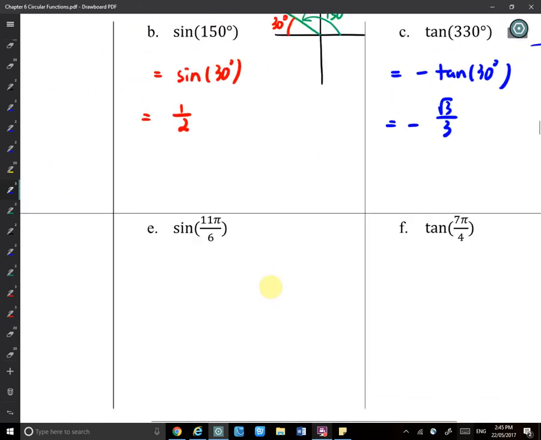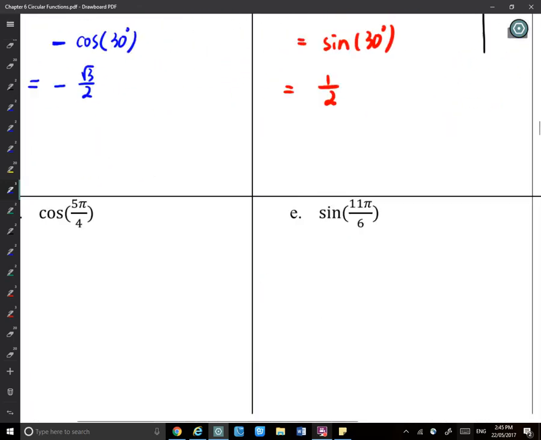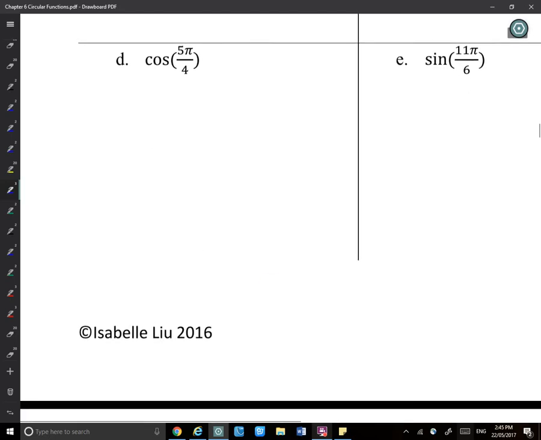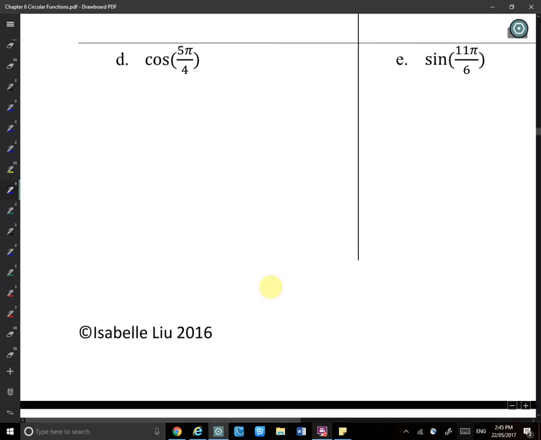Okay, that's talking about angles in degrees. And then let's talk about angles in radians. So 5 pi over 4. It's pi plus pi over 4. So pi is here and then pi over 4 is here. So you have this angle here, that's 5 pi over 4. And the reference angle will be here. That's pi over 4.